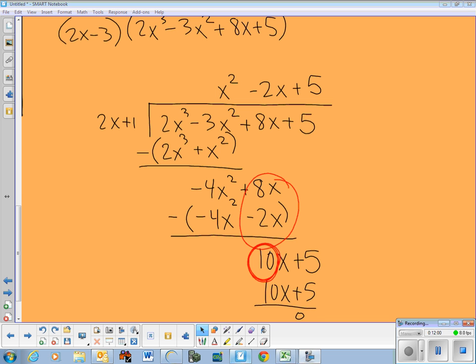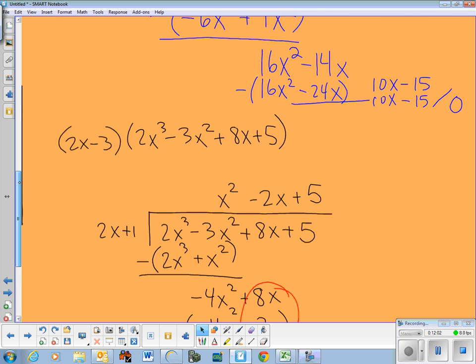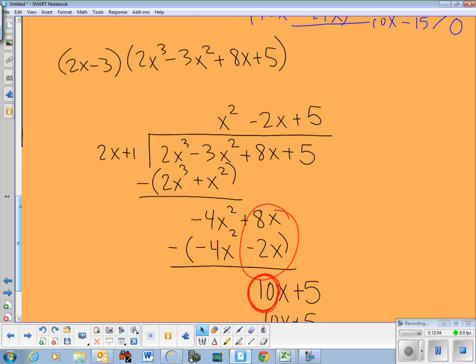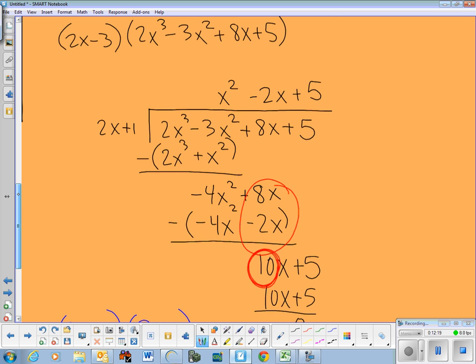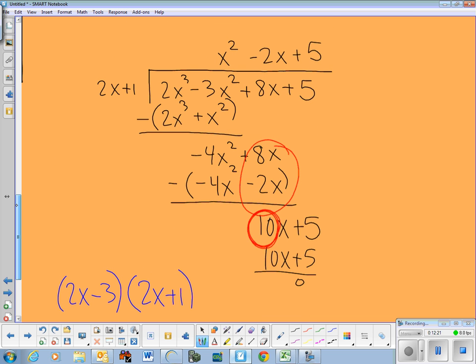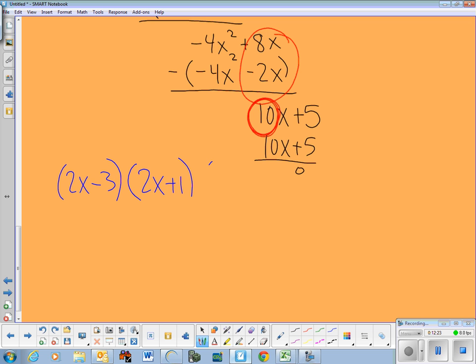So let's get back to the original question. I'm trying to factor and find the zeros. So my original polynomial is going to factor to 2x minus 3, 2x plus 1, and then the quadratic that's left over is x squared minus 2x plus 5. And that's a quadratic that, again, may or may not factor.